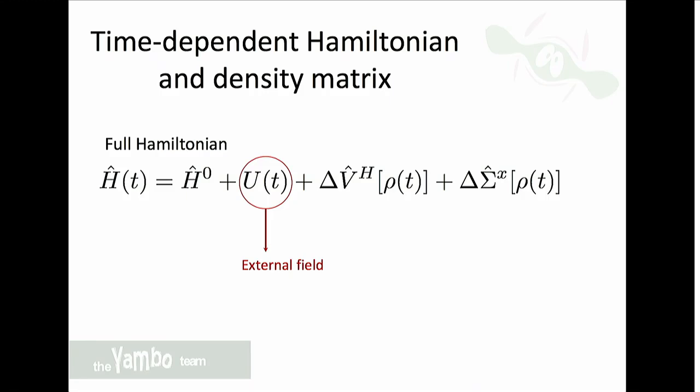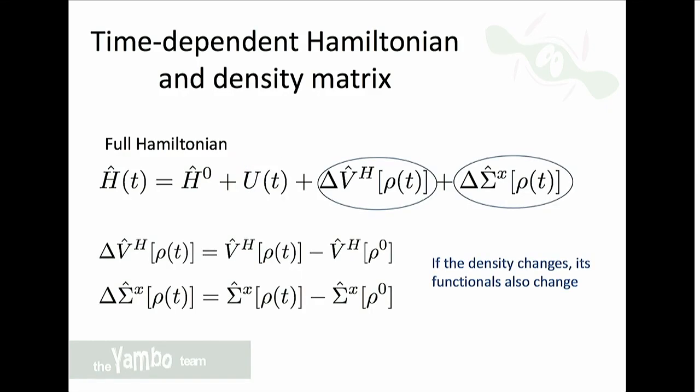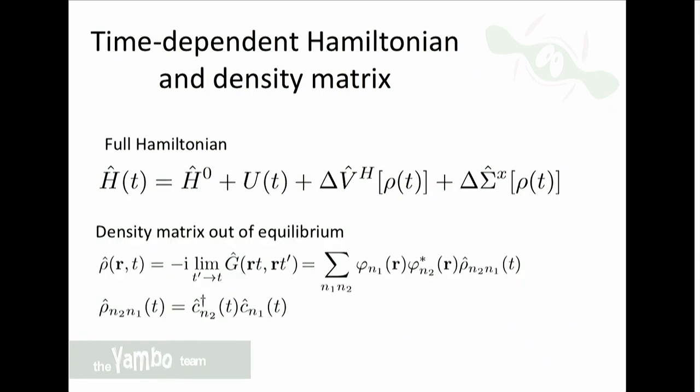We have the original non-interacting Hamiltonian, like in this case I wrote Hartree-Fock. Then we have the external field. And then we have these corrections to the density functionals, because since the external field induces a change in the density, also the density functionals will change. So they will be corrected with respect to the ground state ones, the equilibrium ones. Okay. And now we have a time-dependent density matrix that, for the same position Green's function, you can just find directly from the Green's function. You expand it in single particle states, and you obtain this time-dependent version.